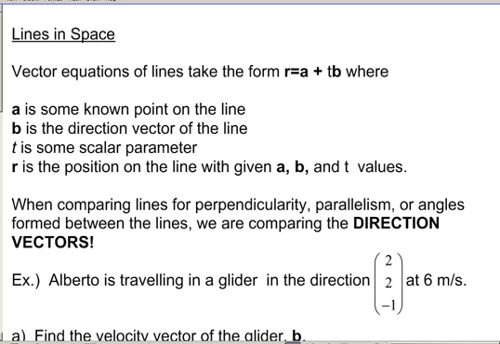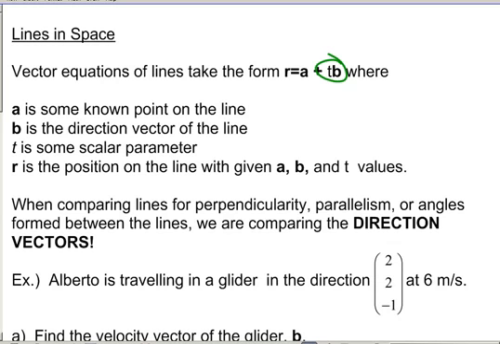So a is some known point on the line. b is your direction vector, and that's really important. You can tell your direction vector in these equations because they've got the scalar right next to them, so it's of this form, tb. t is some scalar parameter, often time. And r is the position on the line with given a, b, and t values.